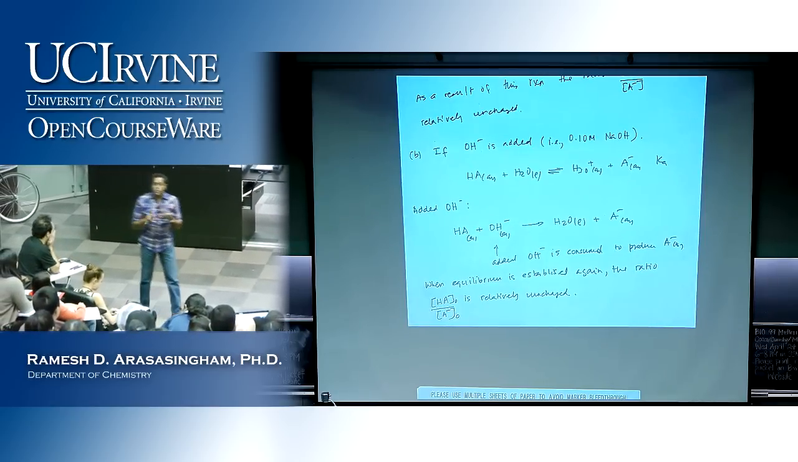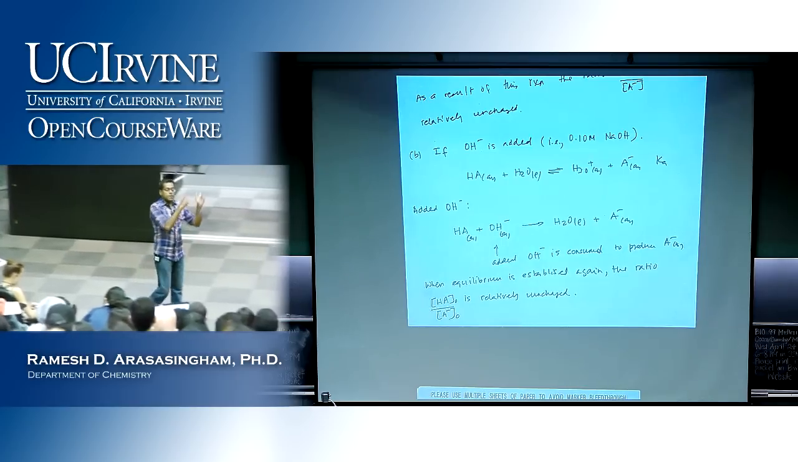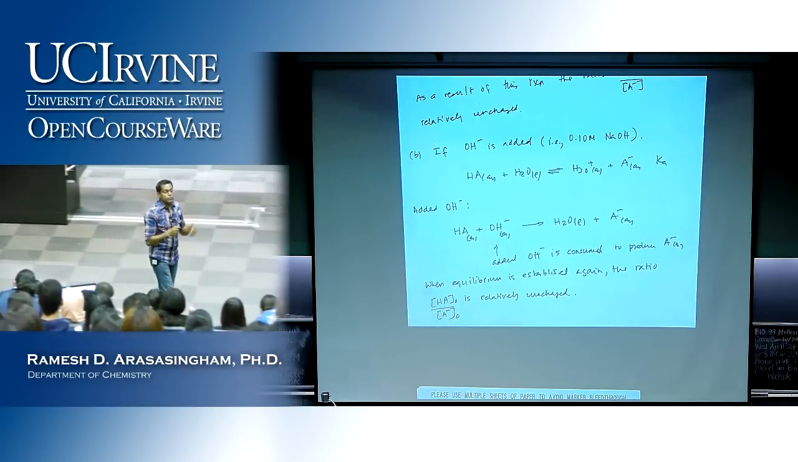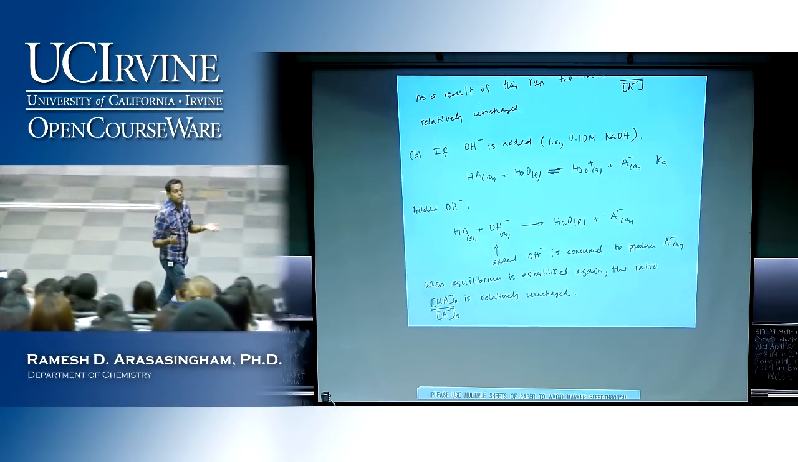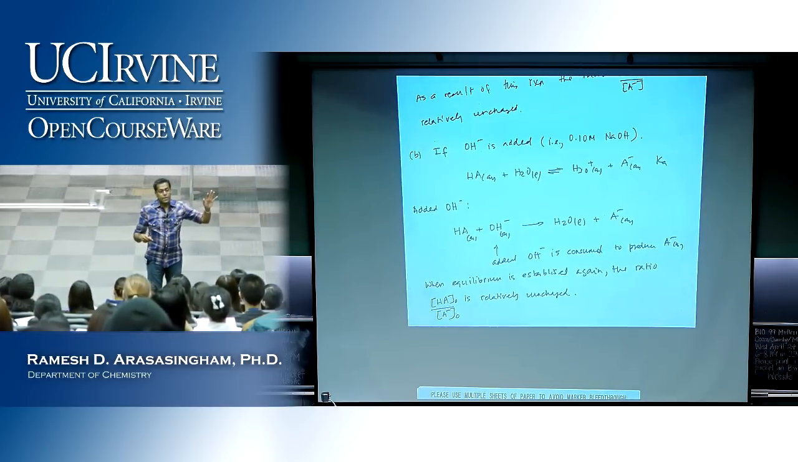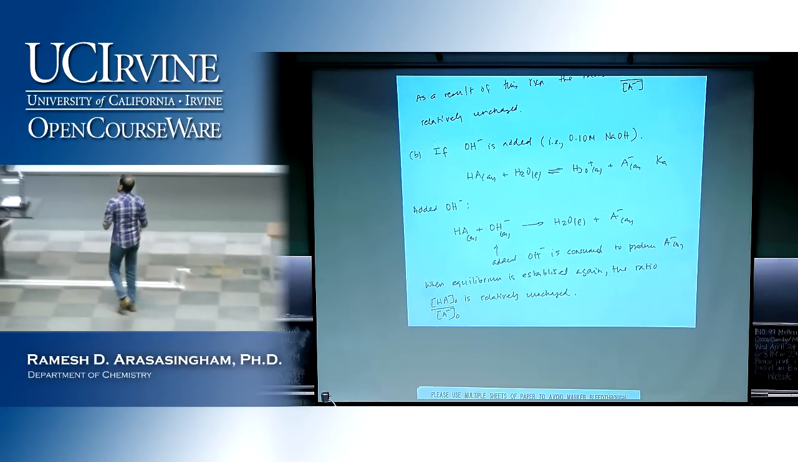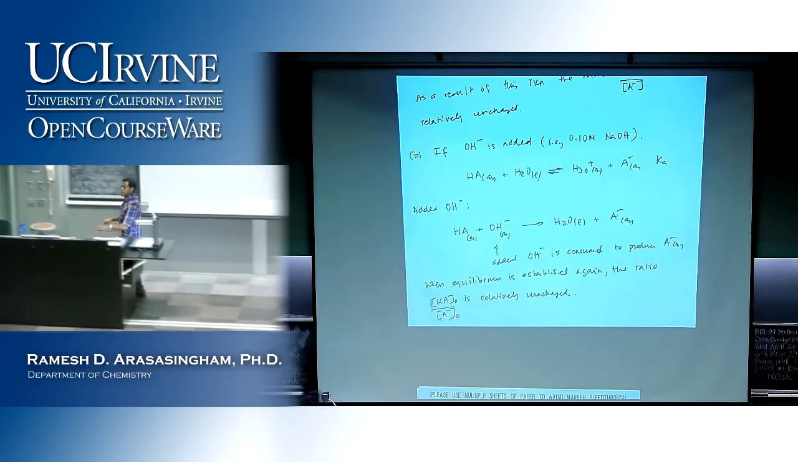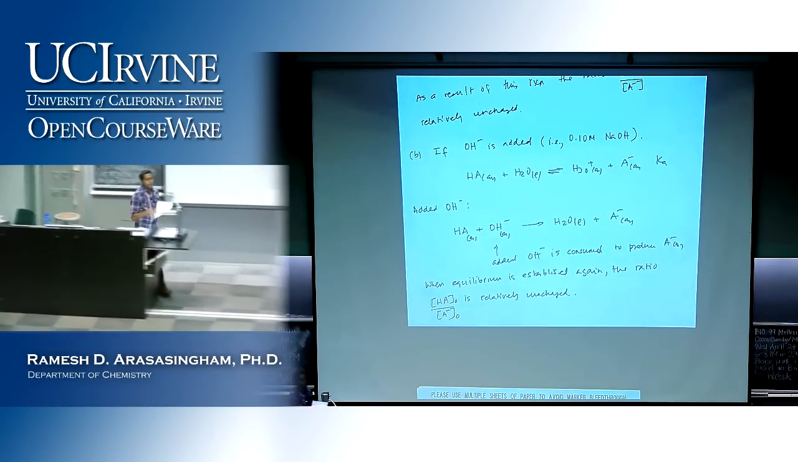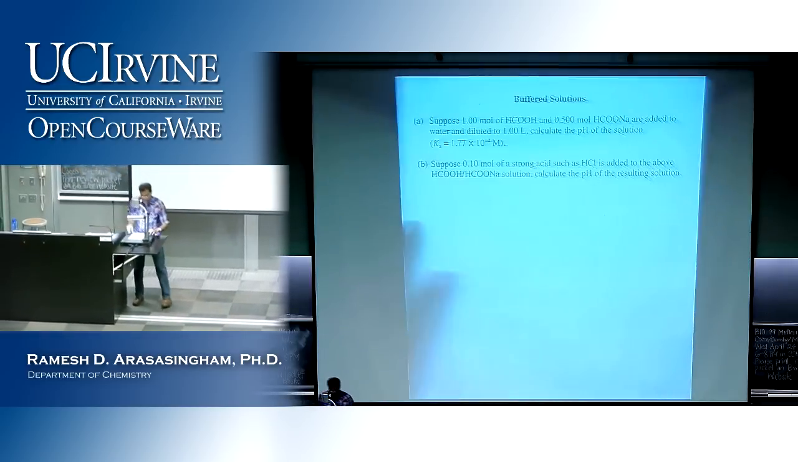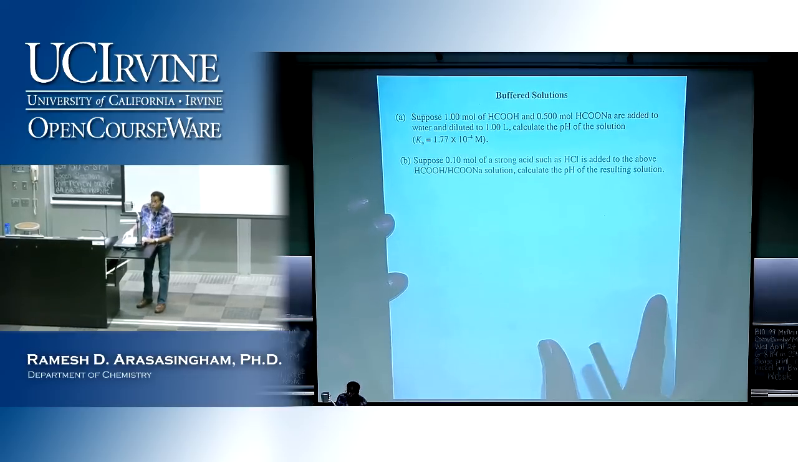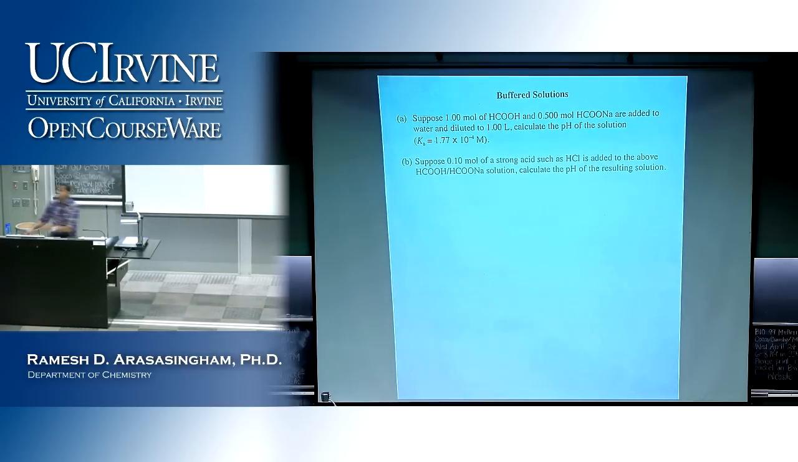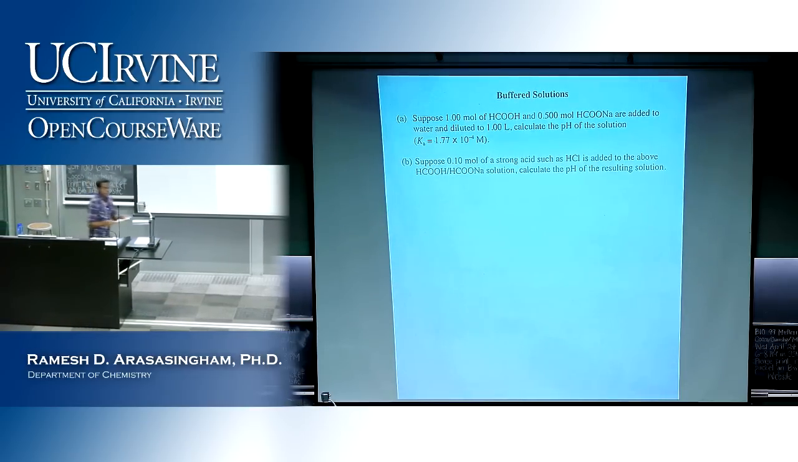All right? And what you'll notice is a buffer is very similar to the common ion effect problem that we dealt with before, because in a common ion effect problem, you had a weak acid and a weak base, which is a common ion for that equilibrium. And the buffer is the same thing. So let's take an example of a buffer problem. We're going to calculate the pH of the buffer, and then we're going to add an acid, and calculate how the pH changes with added acid or base.